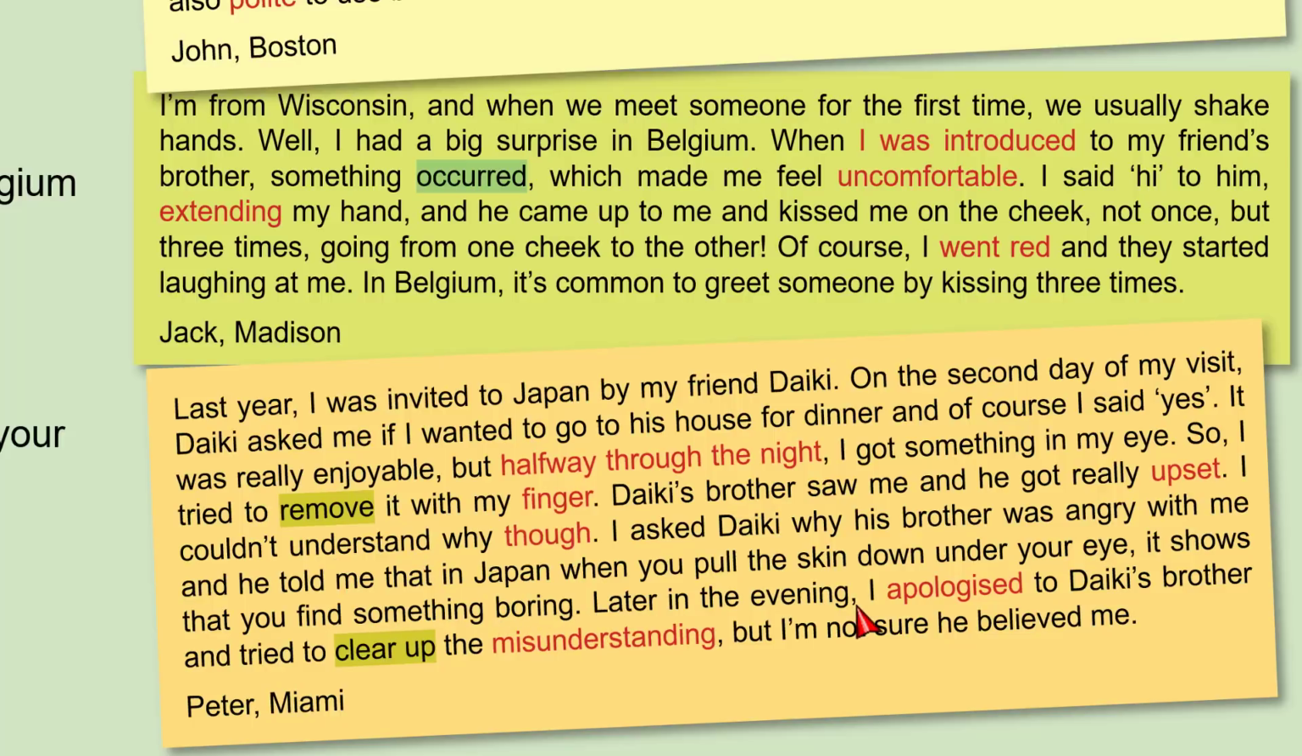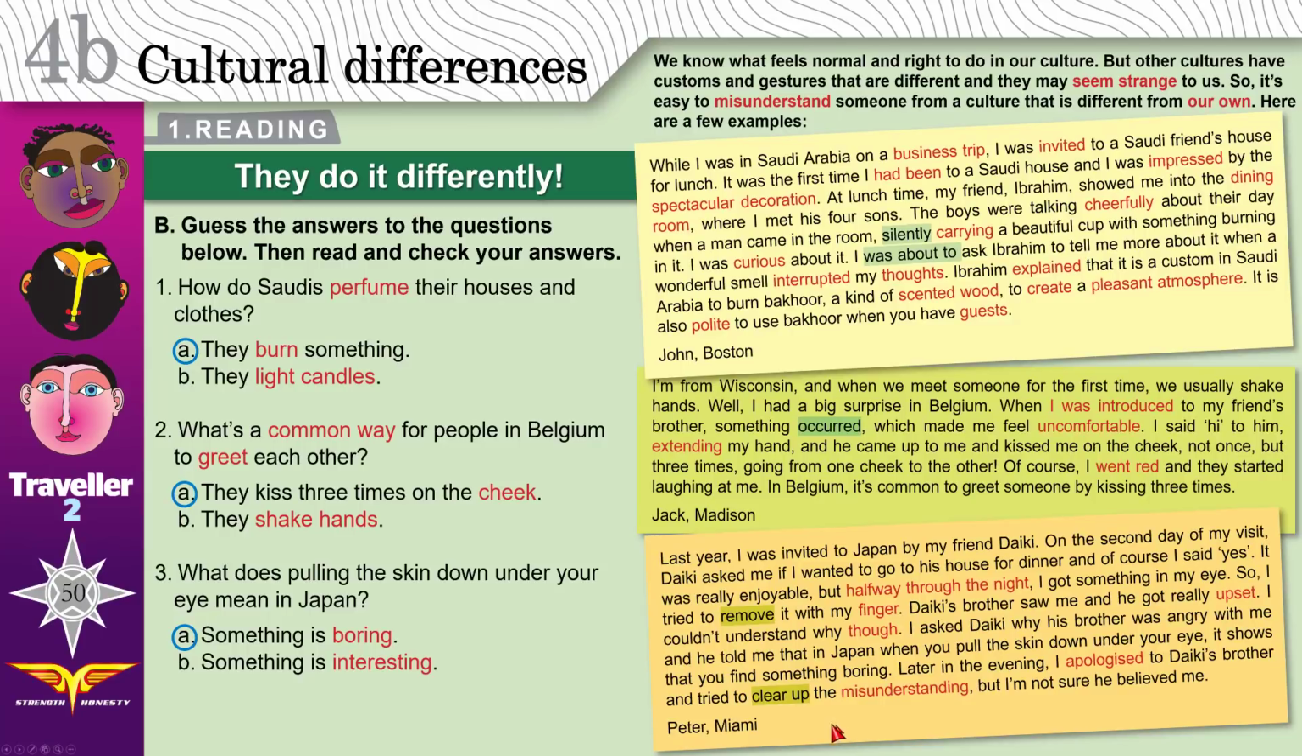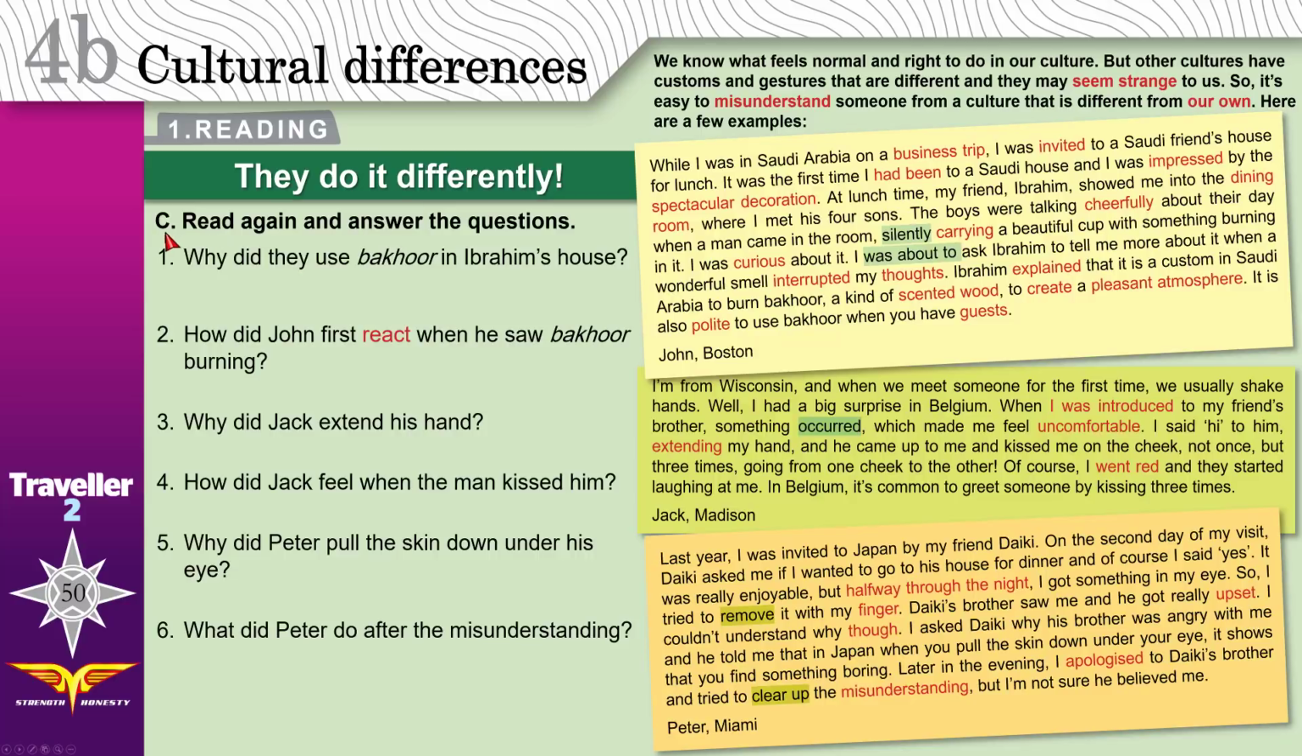Later in the evening, I apologized. I said that I was sorry to Daiki's brother and tried to clear up, explain the misunderstanding. He failed to understand me, but I am not sure he believed me. He thought I was lying. Peter, Miami. Okay, we chose the correct answer here, so let's move on to exercise C.